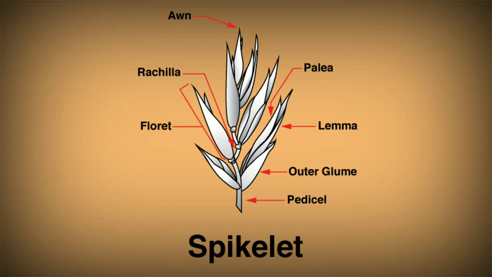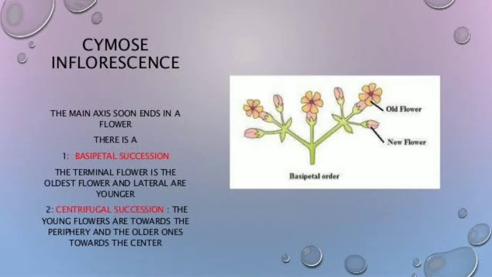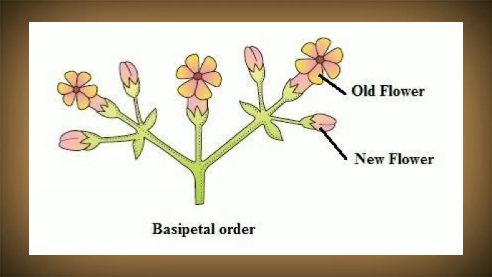Now next, let's come to the cymose inflorescence. In case of the cymose inflorescence, the stem axis gets terminated by a flower. The main axis or the peduncle in case of the cymose inflorescence, there the flower terminates the growth of the stem axis, and therefore this type of inflorescence is called the determinate one, or we can say that they have a definite growth.